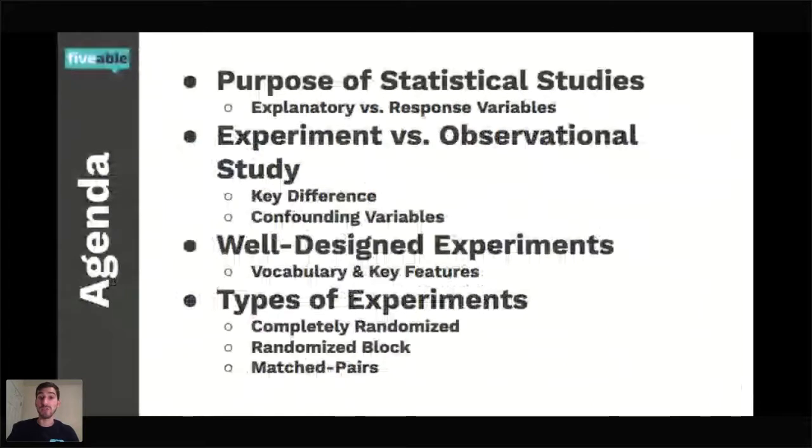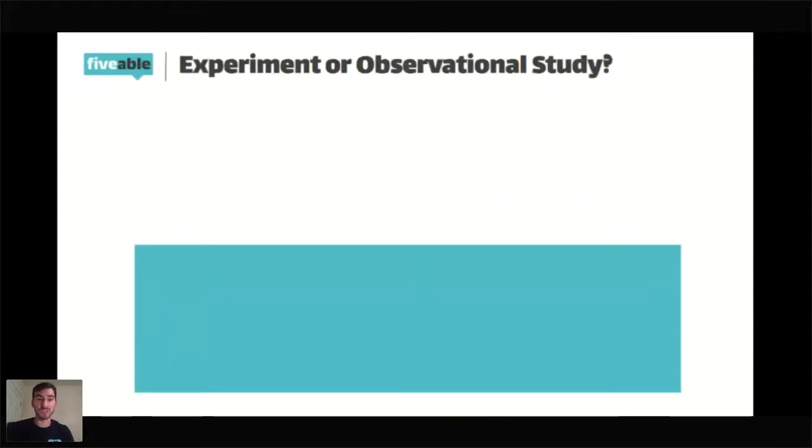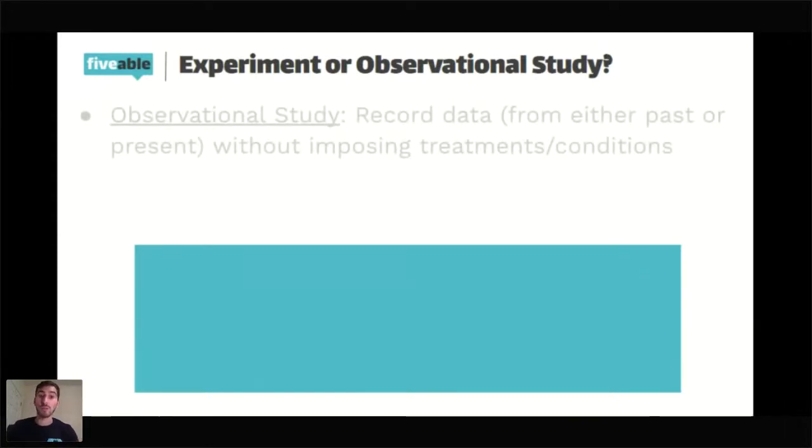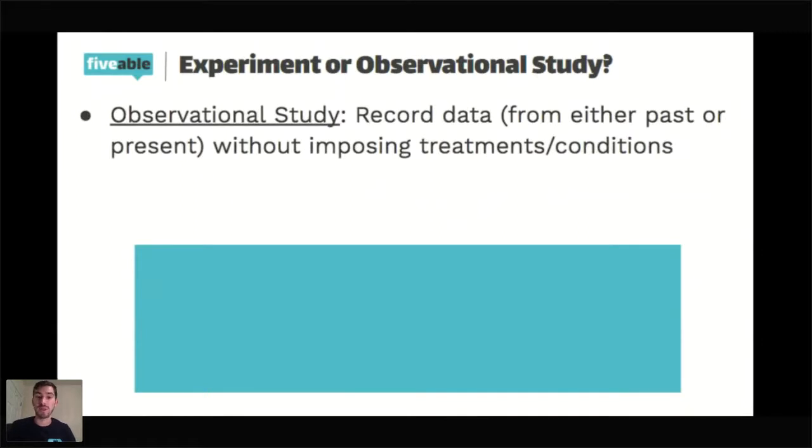Now we're going to go into the differences between experiments and observational studies. So we've talked broadly about what statistical studies are doing, trying to establish association between multiple things, explanatory versus response. And now let's get into the actual distinction between experiments and observational studies. This is a pretty key distinction that comes up quite a bit in AP scenarios, but it's also a pretty straightforward distinction to make. So observational studies are observational.